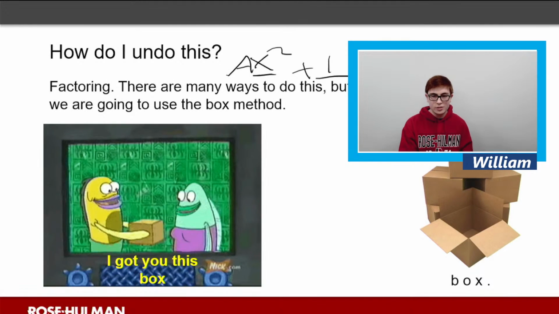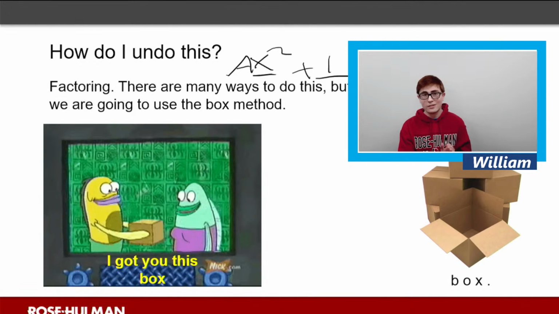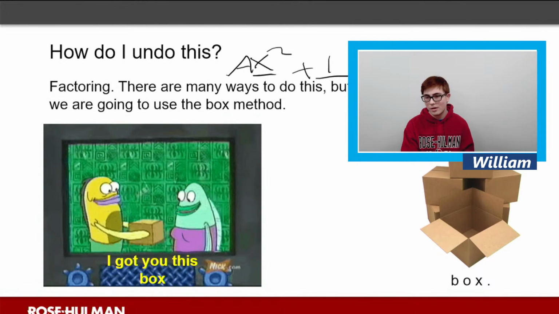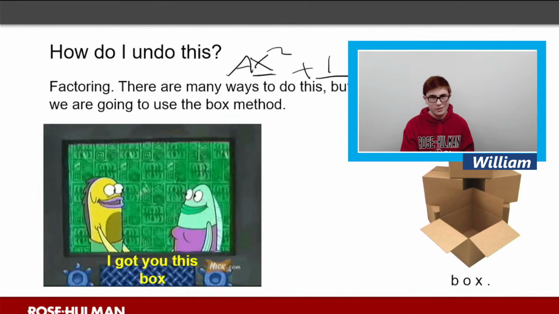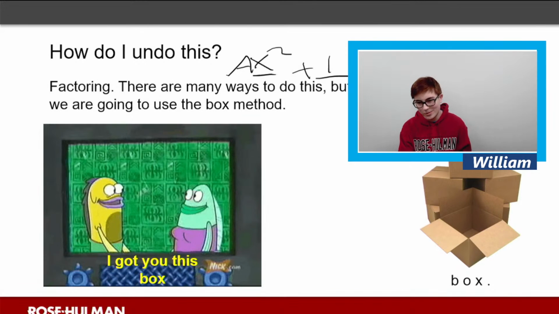So the way that we undo a trinomial and put it back in that form with the parentheses is called factoring. And there are lots and lots of different ways to factor. Your teachers are probably going to teach a different one than I'm going to do. But tonight we're going to use a pretty common one. It's usually fairly reliable, and this is called the box method of factoring. There are many ways to do it, but this one is mine.